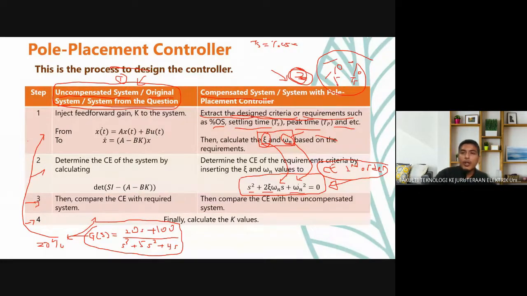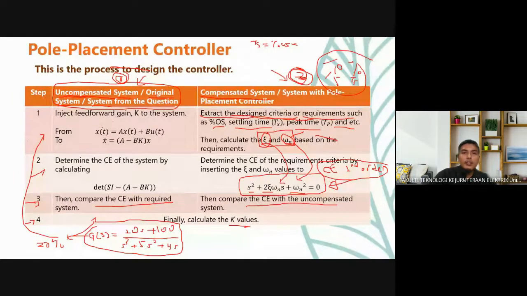After that, when you get the characteristic equation of this one, compare it with the characteristic equation of the composited system. Then you need to find the K values. So this is the step. Okay. All right. So we look at the first part again.